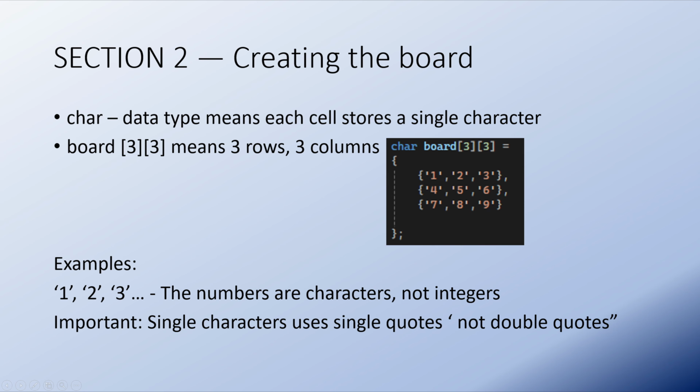It is incredibly important to notice that these numbers are wrapped in single quotes, like '1', '2', and '3'. This tells C++ that they are text characters, not mathematical integers. In C++, single characters must always use single quotes, as double quotes are reserved for full strings of text. This simple setup gives us a perfect 3x3 grid stored directly in the computer's memory.